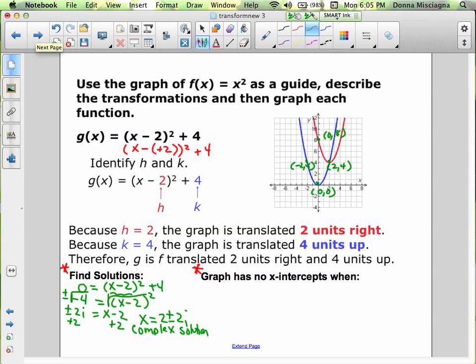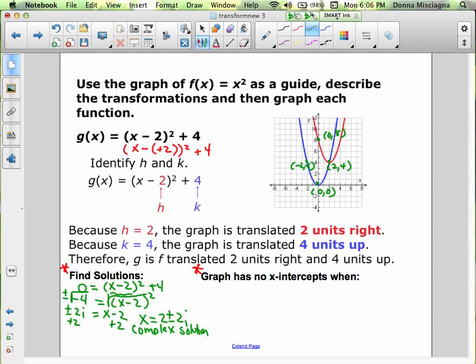And when our equation has a complex solution, it is not going to have any x-intercepts. So now if we look at that red graph, which is the graph of x minus 2 squared plus 4, we can see that red graph does not cross the x-axis. Right? And that's because it has complex solutions. So now what's it going to look like when our graph has no x-intercepts?